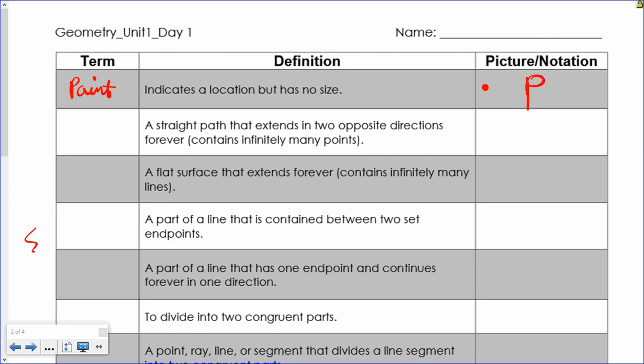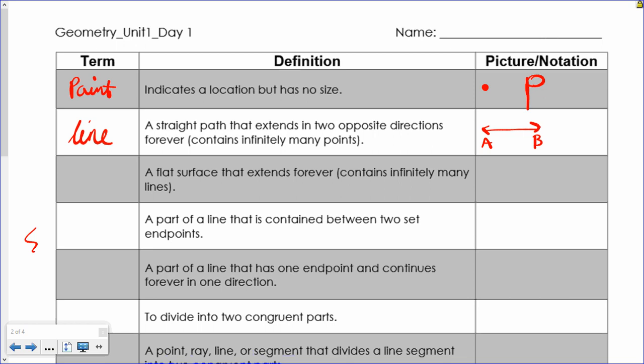Right. What is a straight path that extends in two opposite directions forever and contains infinite points? A line. Okay. How would I draw that? You would draw little arrows on the end, which tells you you're going on forever. Now, when you guys are working with lines, you want to label the start and end. You can use any letters you want. I'm going to stick with the AB pattern here. That's how you would label a picture.